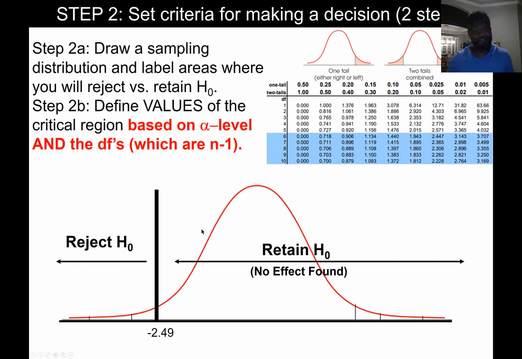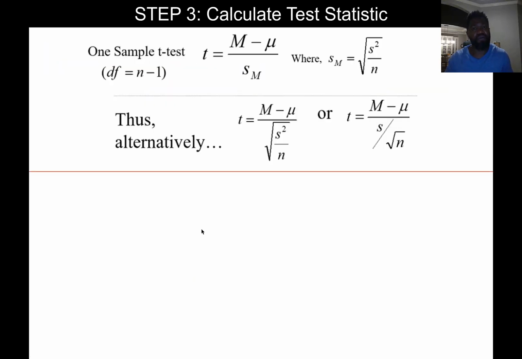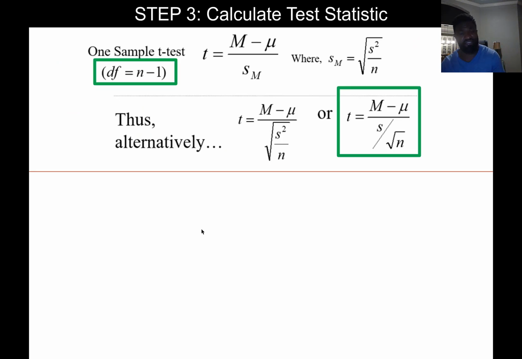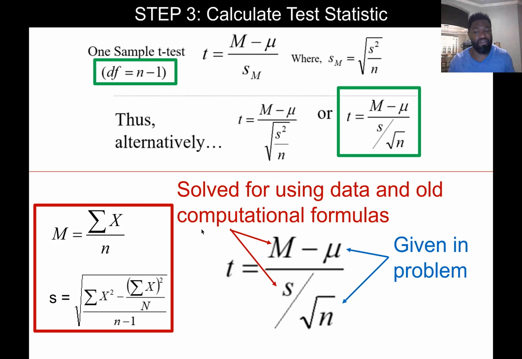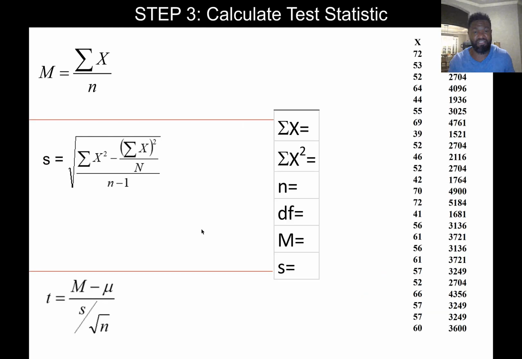Yay, that's exciting. I'm very excited. We're almost done, so that makes it even better. Step 3, we have to calculate our test statistic, okay? So again, we need to get the t, and we already know what the degrees of freedom are. And again, you're going to solve for M and s, and I already gave you the population mean of 64 and n, which is 25, so you have to get those two pieces.